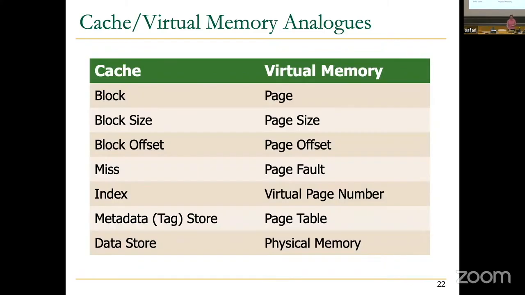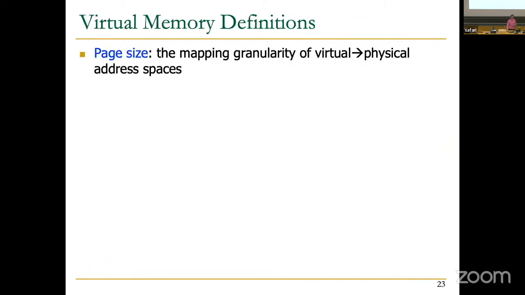A cache block is analogous to a virtual memory page. Cache block size is analogous to page size. Block offset is the page offset. A cache miss is essentially a page fault in this case. The index into the cache is the virtual page number in this case. The tag store or metadata store is the page table, and the data store is actually the physical memory. Physical memory is your data store right now. Okay, I like the slide, as you can see. It simplifies a lot of the concepts. But let's go into virtual memory a little bit more.